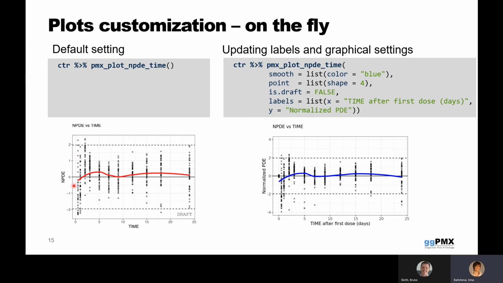On the left-hand side, you have the default call of the NPD versus time graph. And this is the default graph that you would get with this command. On the right, you have the graph where we changed a few graphical parameters. For example, we changed the color of the smooth line, we changed the type of point, we removed the draft label, and we changed the labels of the X and Y axis.